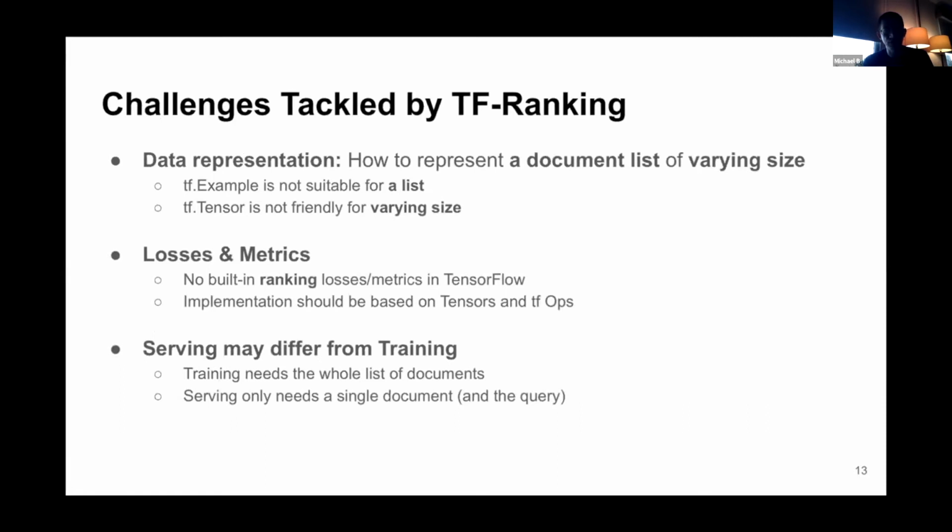There are a couple of technical challenges, and a couple of technical things I want to discuss: how we actually tackle learning to rank in TensorFlow. First of all, the key building block of TensorFlow is the TF Example, a data format, but it's not really useful for representing document lists of varying size. I'll describe why in a second. Also, there is the notion of losses and metrics, where TensorFlow itself has no built-in ranking losses and metrics. This is important for ranking, as I described, because ranking has its own idiosyncrasies when it comes to modeling losses.